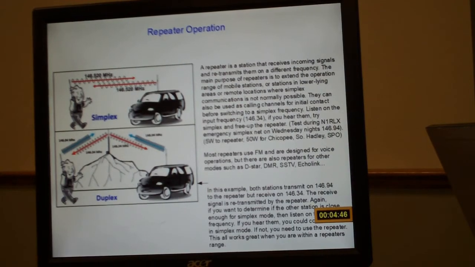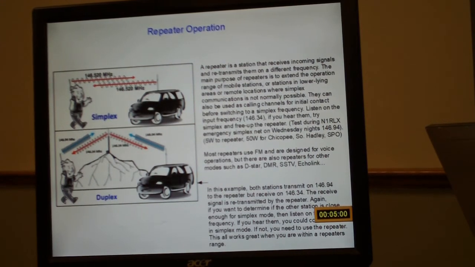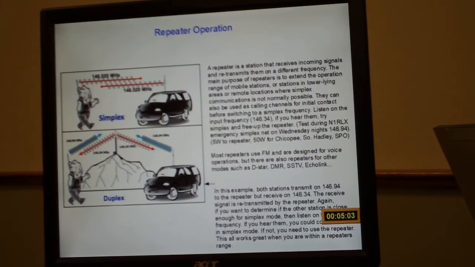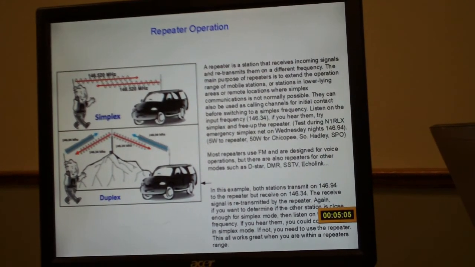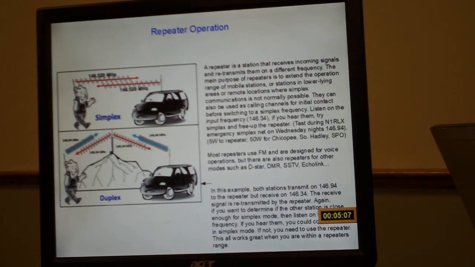So again, the simplex is going in one direction, one at a time, and then back and forth. The repeater has split frequencies where you transmit on one frequency, receive on the other frequency. What a lot of people do is when they call via the repeater, they like to listen in on the input frequency. If you can hear the other individual, you may just go simplex and not tie up the repeater. Many times what happens when you do that, to go simplex, you increase your power to go a further distance.